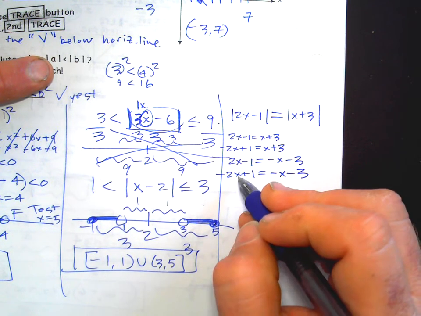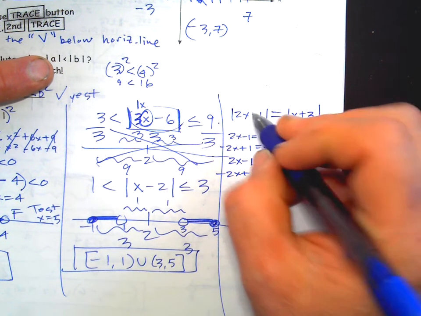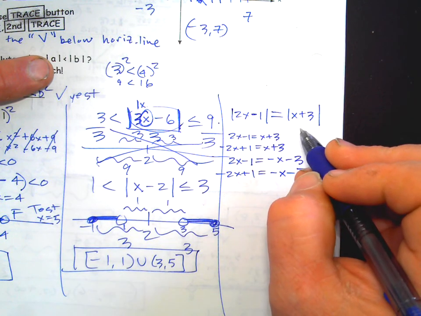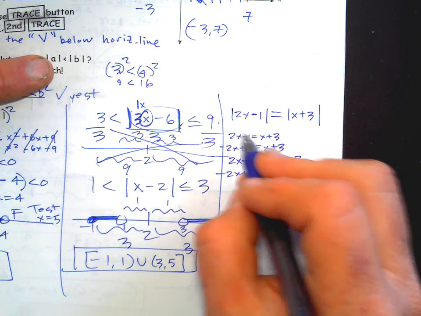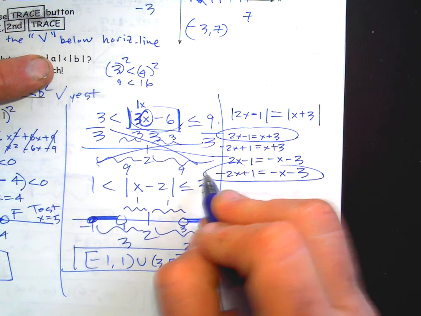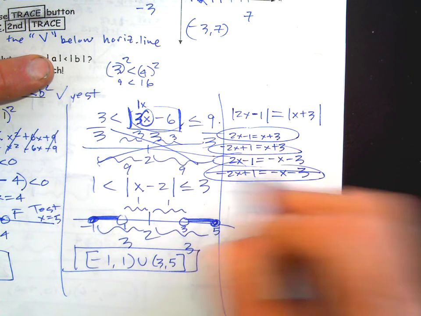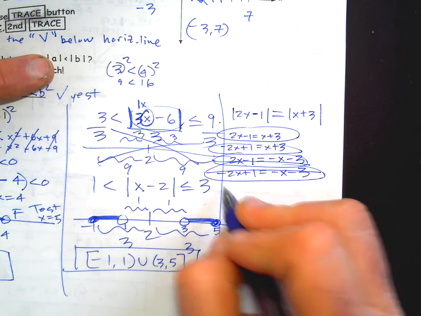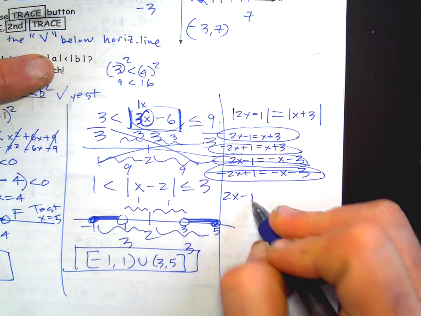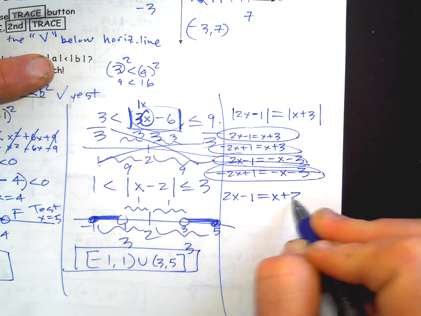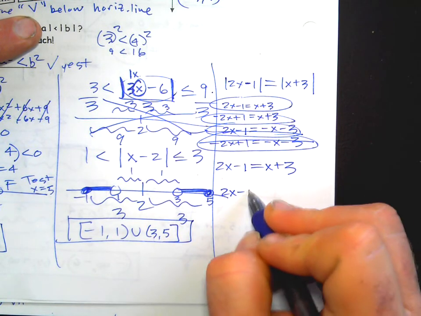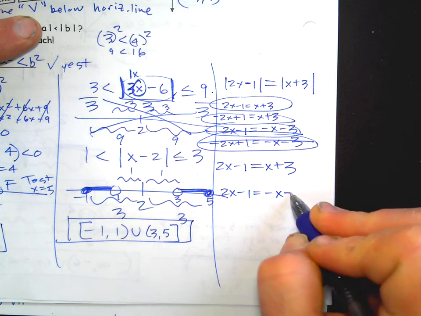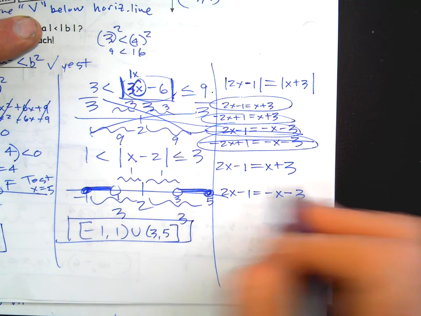But here's the deal. You don't have to do all 4 cases. You can just do, because a bunch of these end up becoming the same thing. This is the same as this, so we're not going to do that. These are the same as this. We're not going to do that. So the shortcut is do both of them equal to each other without absolute values, and then do one of them equal to the negative of the other. It doesn't matter which one you do. And then you're going to solve both of these separately.